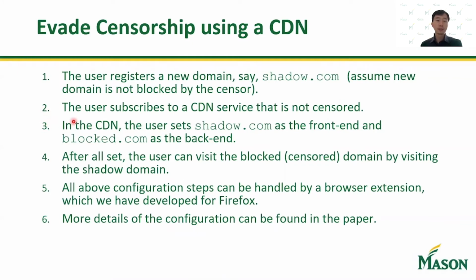Then in the CDN, the user is going to set shadow.com as a front end and blocked.com as a back end. Here we assume blocked.com is a censored domain that cannot be accessed. And after all is set, the user can visit the blocked or censored domain by visiting the shadow domain. So basically, the user can enter shadow.com in his browser, and then the blocked.com content will appear in the browser.